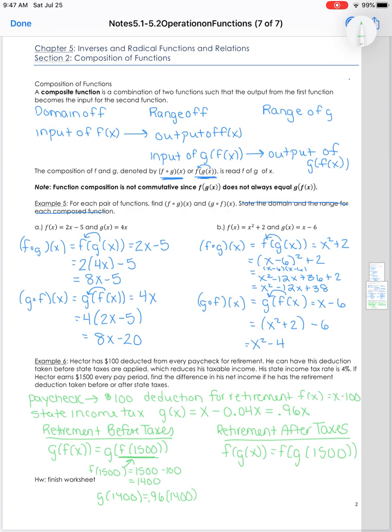But if it's saying f of 1,500, well, f of 1,500 means that we're going to sub 1,500 into the f of x function, which means we take 100 from that and we get 1,400. Now, that is your f of 1,500, and that now has to be subbed in, and now we're taking g of 1,400. And g of 1,400 means I have the 0.96 times the 1,400, which gives me 1,344 for that part. For the second one, now I'm going to do g of 1,500, and I'm going to take the 1,500 and multiply that by the 0.96.